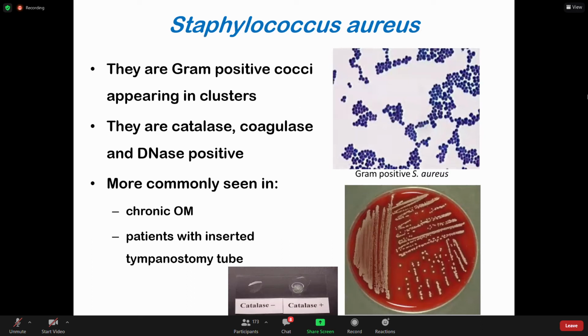Staphylococcus aureus, like I said, could be an agent in chronic otitis media or sinusitis, particularly in which the patient had a form of procedure in the past. Staph aureus are gram-positive cocci that tend to appear in clusters. They are catalase, coagulase, and DNase positive. They are commonly seen in chronic otitis media and in patients with inserted tympanostomy tubes.